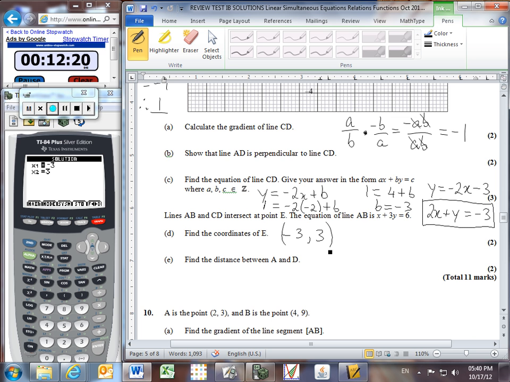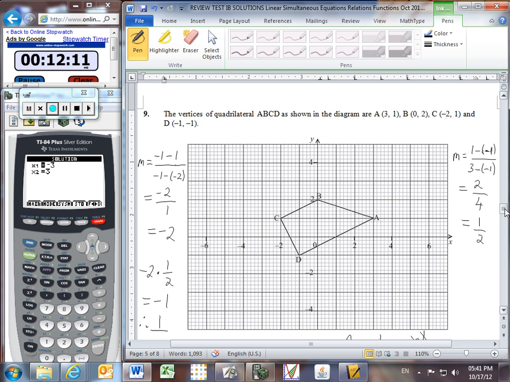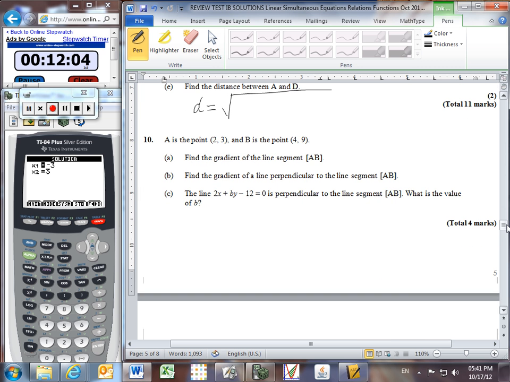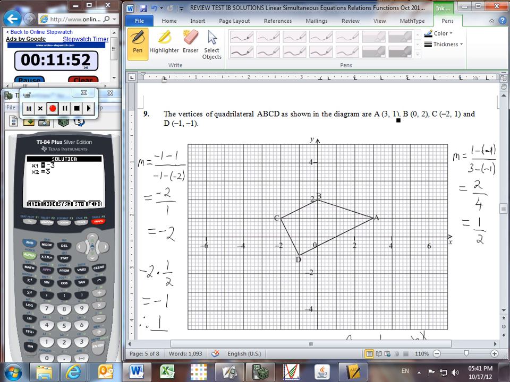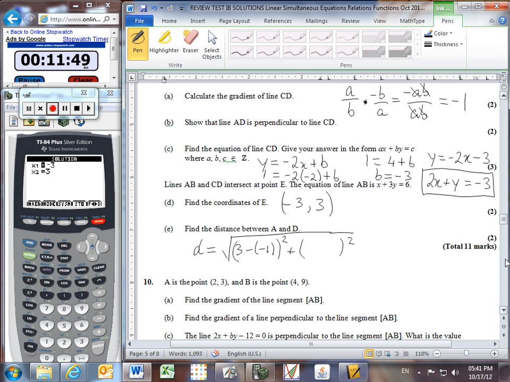Lastly, we need to find the distance between points A and D, so that's just going to be an application of the distance formula. So let's just remind ourselves what A and D were. So we need to take the difference between the x coordinates, that's going to be 3 minus -1, and we need to square that difference. And then we also need to find the difference between the y coordinates and square it. So A and D, we've got 1 and -1. Let's find that difference. So 1 minus -1.